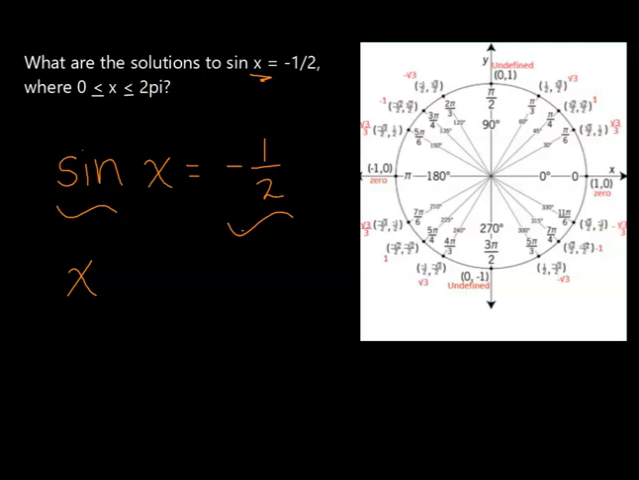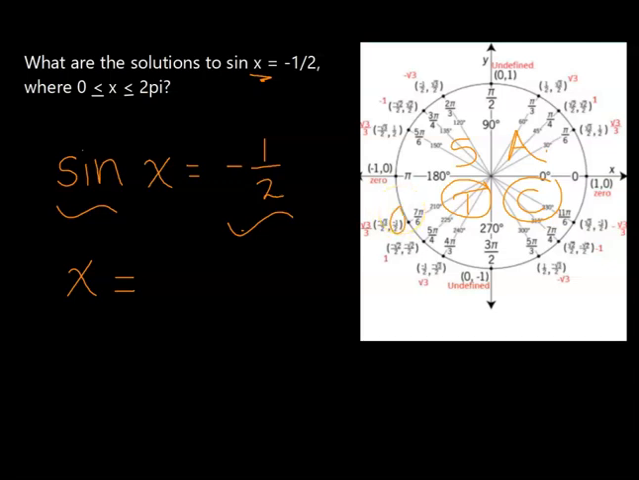Keep in mind there's going to be two values for x because there are two quadrants where sine is negative. All students take calculus, meaning all is positive in the first quadrant, sine is positive in the second quadrant. In the third quadrant, only tangent is positive, and in the fourth quadrant, only cosine is positive, which means sine would be negative in those two quadrants. So sine is always the y value in the parentheses.